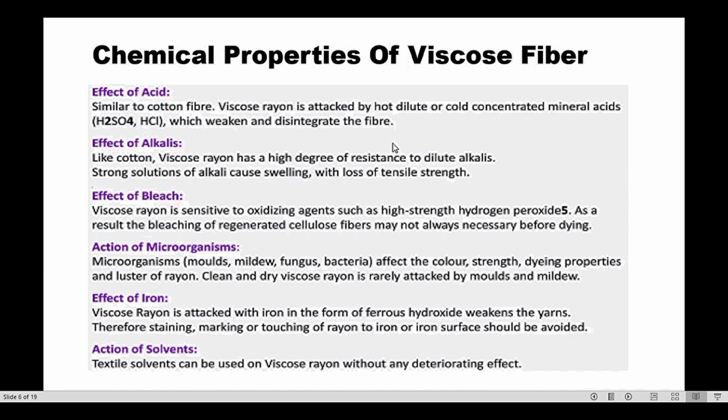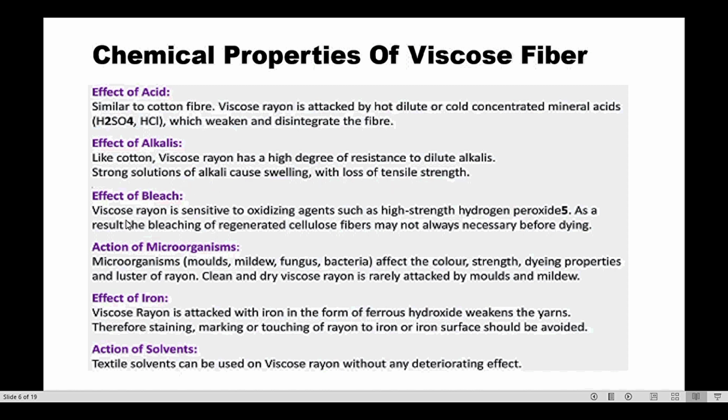Further, we will discuss the chemical properties of viscose fiber. Effect of acid. Similar to cotton, viscose rayon is attacked by hot dilute or cold concentrated mineral acids, which weaken or disintegrate the fiber. Effect of alkalis. Like cotton, viscose rayon has a high degree of resistance to dilute alkalis. Strong solutions of alkalis cause swelling with low loss of tensile strength.